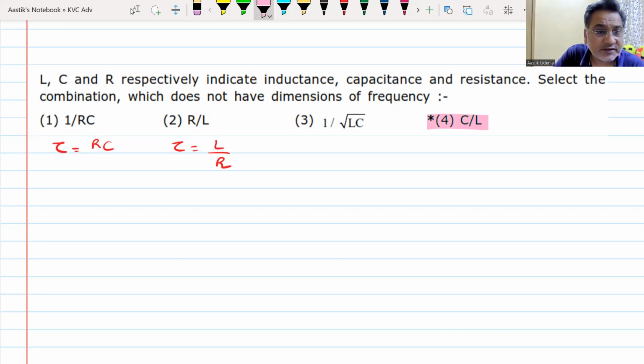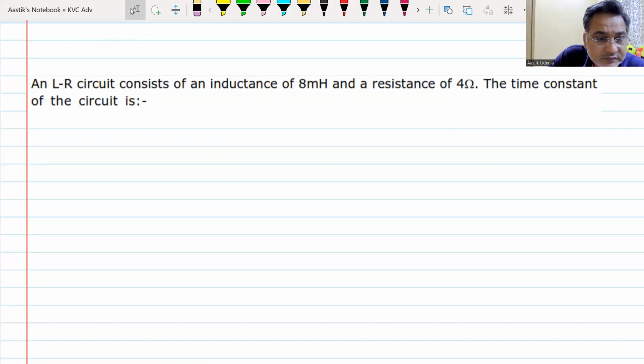What will be the answer for this one? In an LR circuit consisting of an inductance of 8 millihenry and resistance of 4 ohms, what is the time constant? 2 milliseconds, sir. Do we understand this? Yes. Questions are pretty simple. If you understand them, the answers would be pretty simple as well.